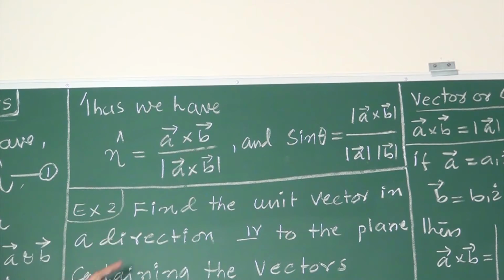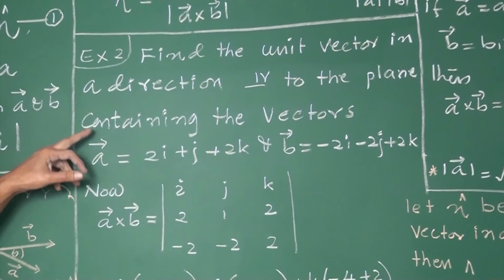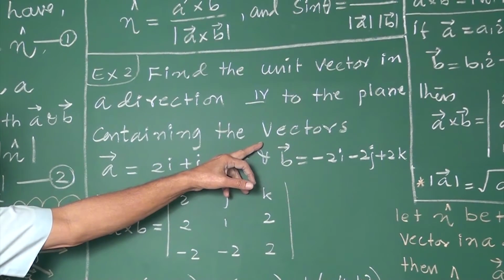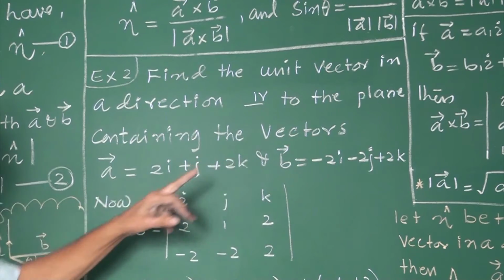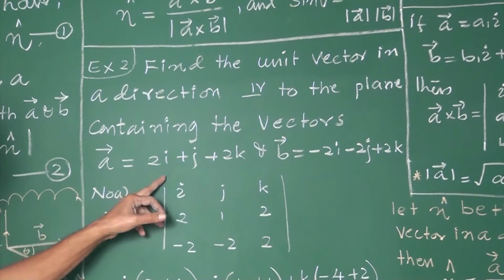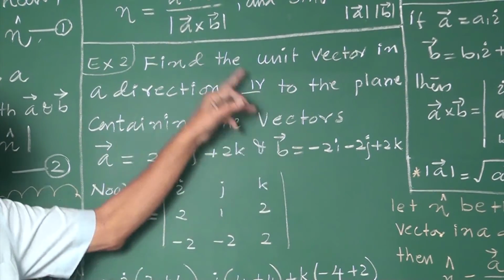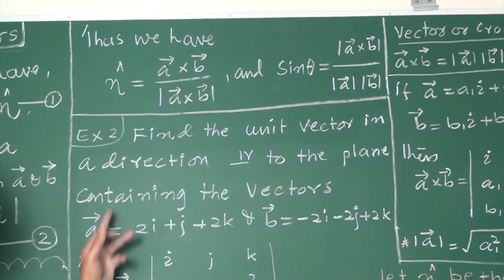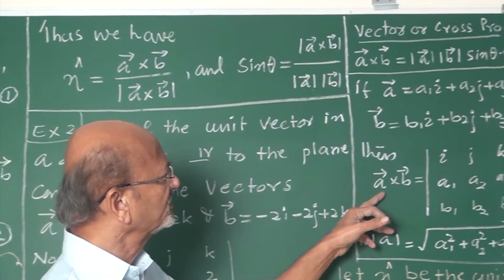Now find the unit vector in a direction perpendicular to the plane containing the vectors A equal to this, B equal to this. Now, my friends, this is the formula. Now what you have to find first is A cross B. You know already this result.